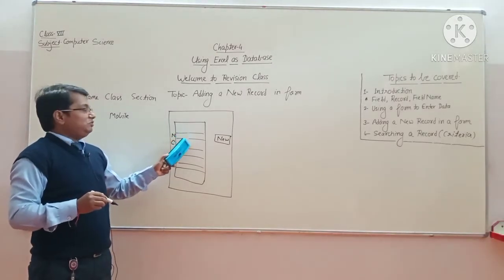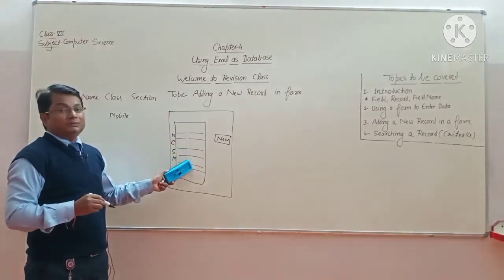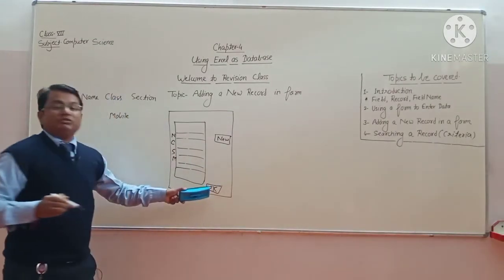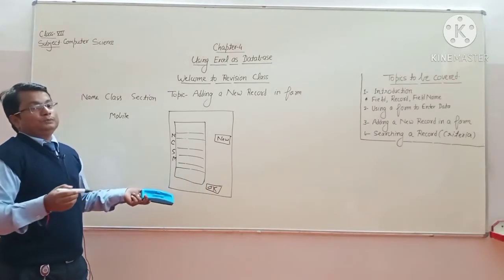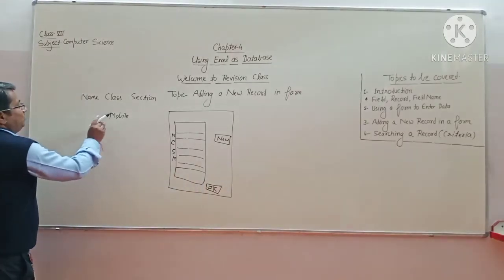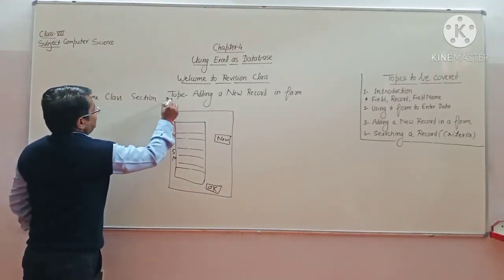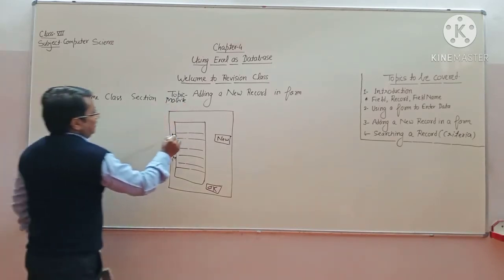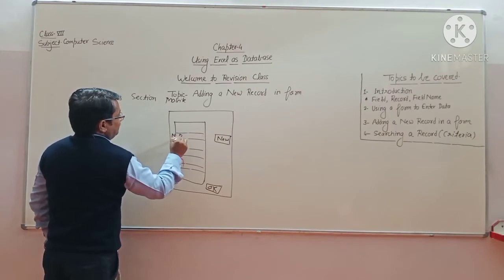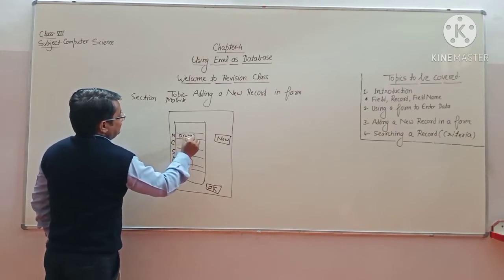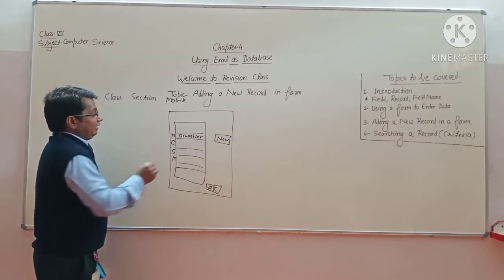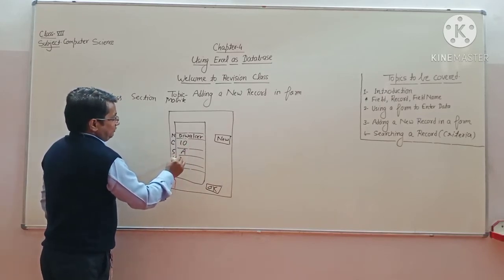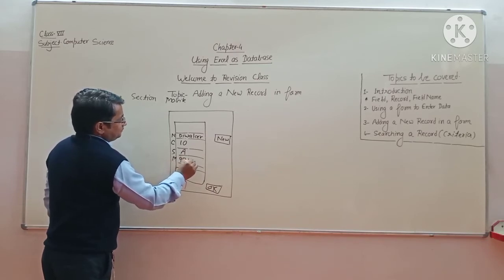What is the name of the student, what is the class, section, mobile number, and then finally you have to click the OK button. Once you click on the OK button, you will be able to observe that the data will appear. Suppose I have entered Diwakar, D-I-W-A-K-E-R. Diwakar is studying in, suppose, class 10, his section is A. Suppose he has a mobile number like this.